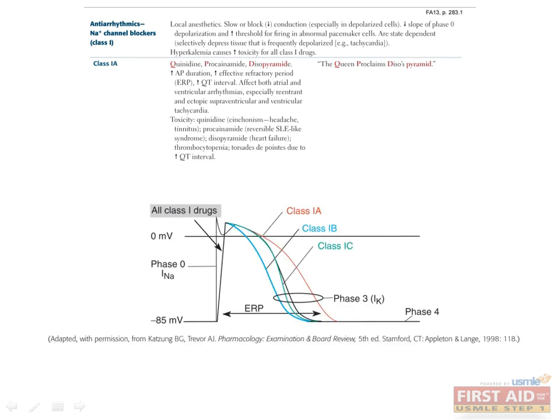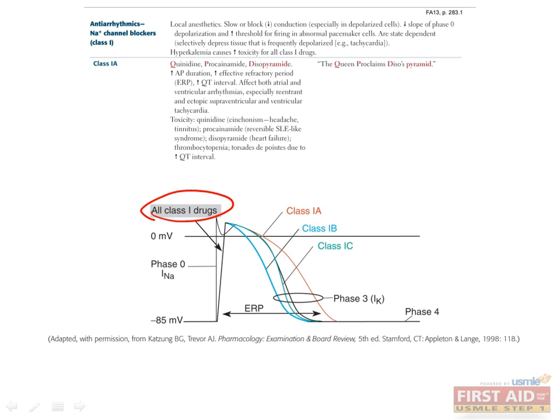Before we get into any of the specifics, let's just be clear about how antiarrhythmics are categorized. These drugs are split into different categories based on how they work. Class 1 antiarrhythmics are drugs that block sodium channels. All of these drugs slow or block conduction, and they do so more effectively in cells that are frequently depolarized. All Class 1 drugs slow down phase 0 of depolarization in cardiac myocytes.